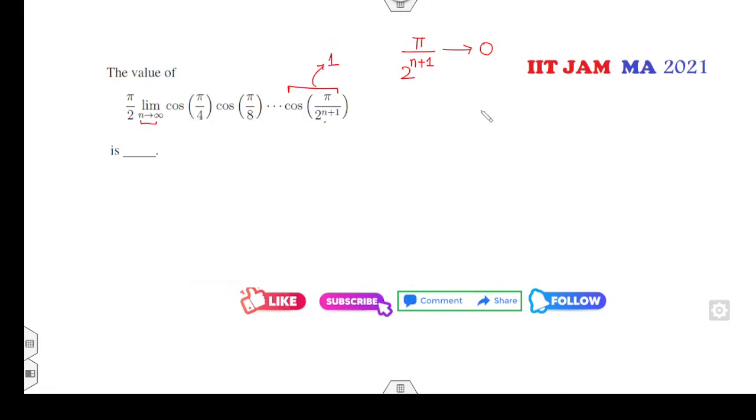Fine. If I take sine in place of this cos, then I can replace it by this. How can you convert the cosine value to the sine value? What is the formula for cos A? It is sine of 2A divided by 2 sine A. Clear? Now you can use this formula.